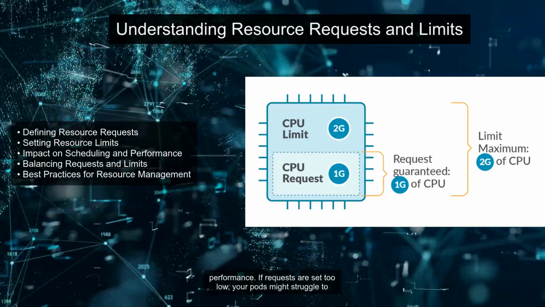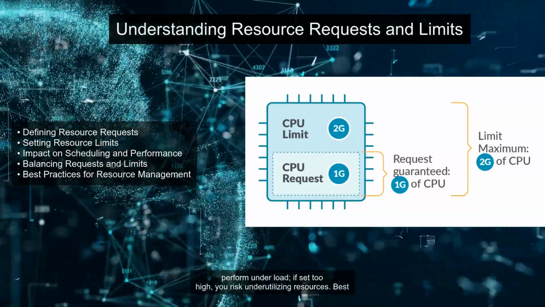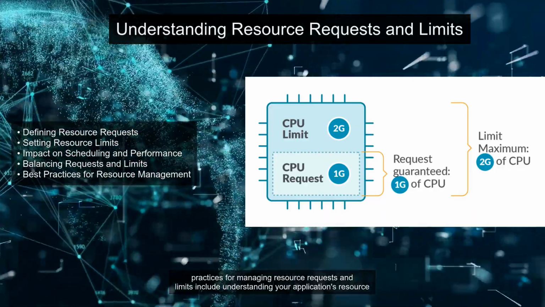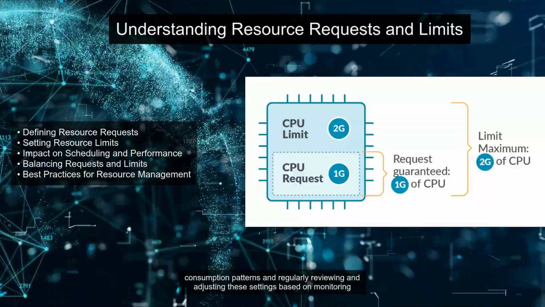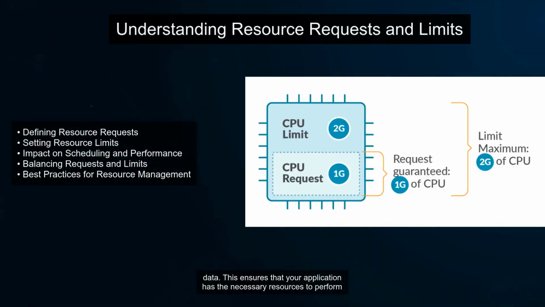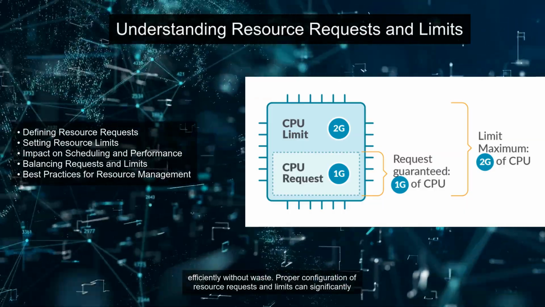If requests are set too low, your pods might struggle to perform under load. If set too high, you risk underutilizing resources. Best practices for managing resource requests and limits include understanding your application's resource consumption patterns and regularly reviewing and adjusting these settings based on monitoring data. This ensures that your application has the necessary resources to perform efficiently without waste.